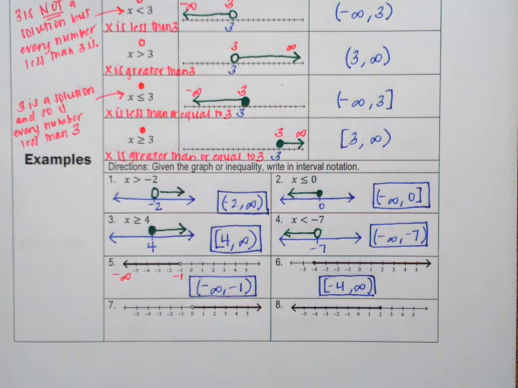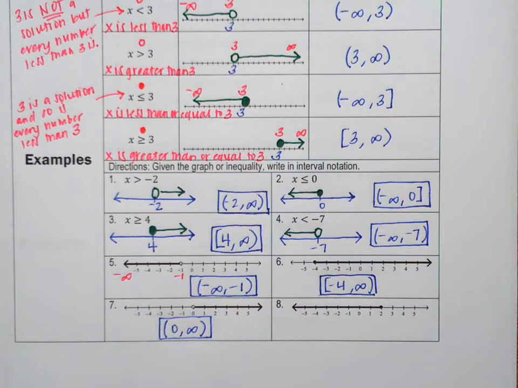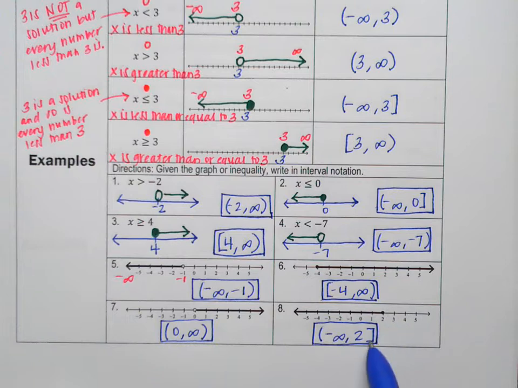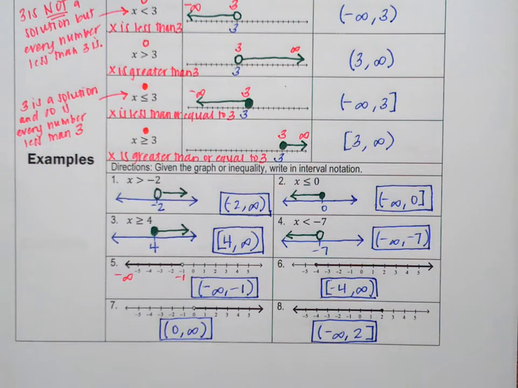Okay, number 6 is -4 to infinity. It starts with a bracket because it's a closed circle. Parentheses always on infinity. Number 7 is 0 to infinity. It's a parentheses because it's an open circle, and parentheses always on infinity. And last one, we have negative infinity to 2 with a bracket on 2 because it's a closed circle.